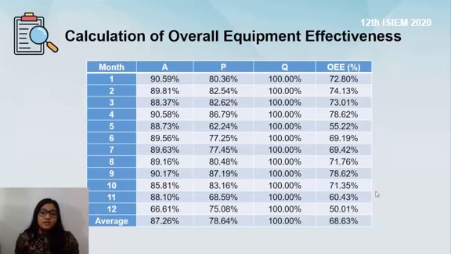This is the calculation of the OEE of the Toshiba machine for 12 months using the data in 2019. By multiplying the average of availability, performance, and quality, the OEE value of the Toshiba machine in 2019 is 68.63%.